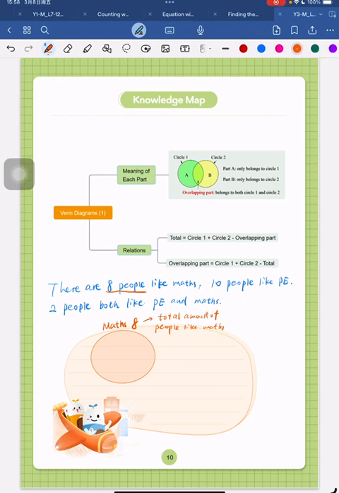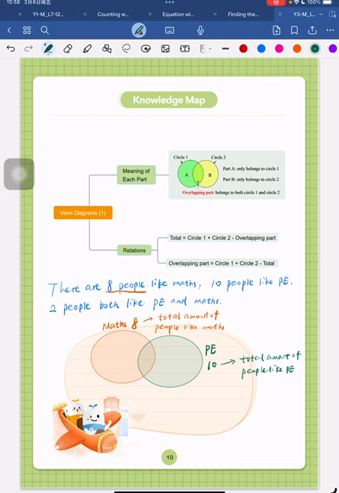And also we would have another group, 10 people who like PE. But at the same time, we'll find there are 2 people who like both PE and math. That means there is an overlapped part between the 2 groups. So we can label this green group PE, and we will label the 10 outside the circle. This 10 means the total amount of people who like PE, which is the whole green circle.